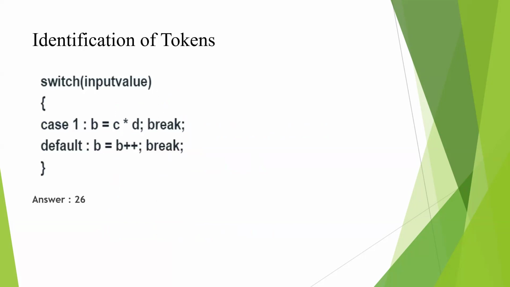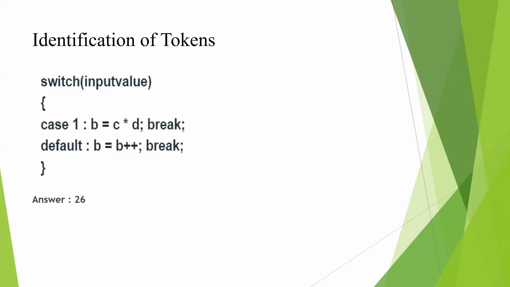Now, based on this, how can we identify the tokens? How many tokens are there in a given problem statement? Each and every identifier, keyword, round bracket or semicolon is counted as a separate token. So with the help of this particular example, if we count the number of tokens, the number of tokens is 26.